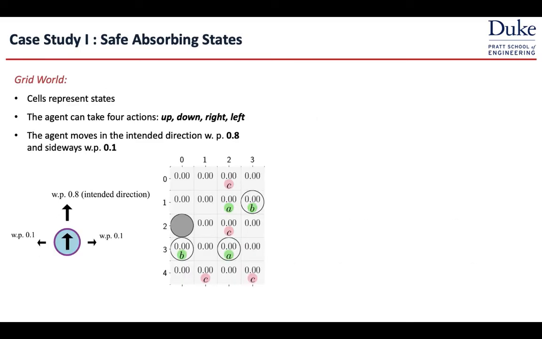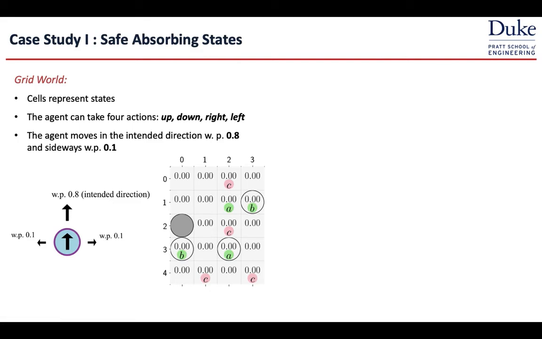Okay, so we applied our method on 2 different case studies. Both of them are based on a 2-dimensional grid example. So every cell in this grid represents a state. A, B, and C are the labels of states. This is an obstacle, and the encircled states are absorbing states, which means it's not possible to escape from these states. The agent can move in 4 directions, and there's a slight probability that it can go sideways.